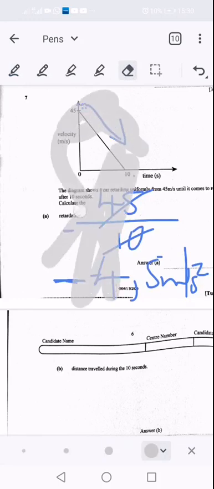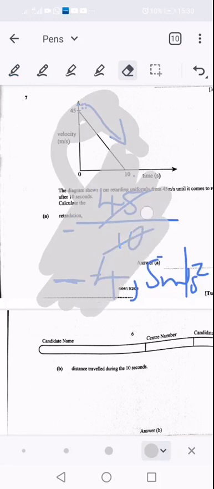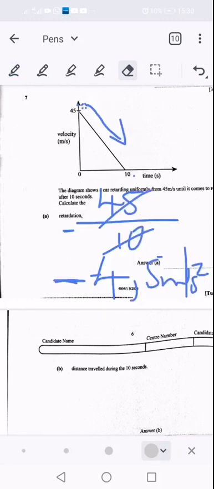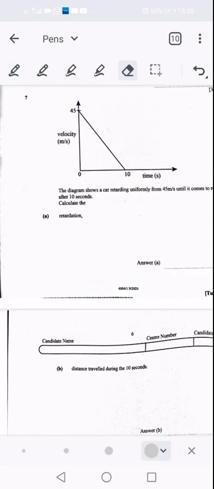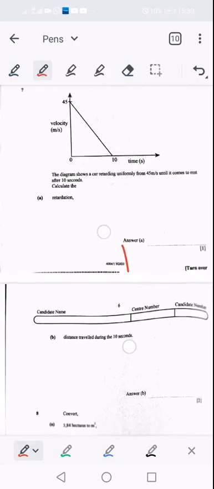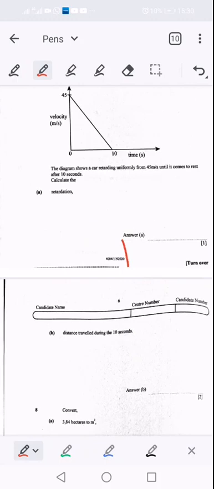So let's go to the next question. Right, next question, it says the distance traveled during the 10 seconds. Always, distance in a speed time graph is the area under the curve.